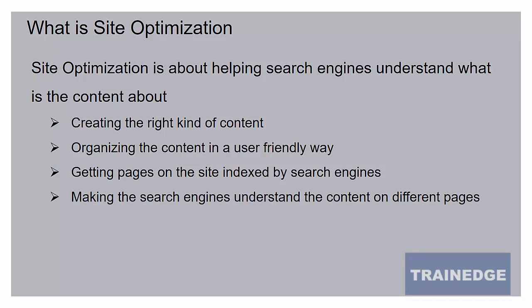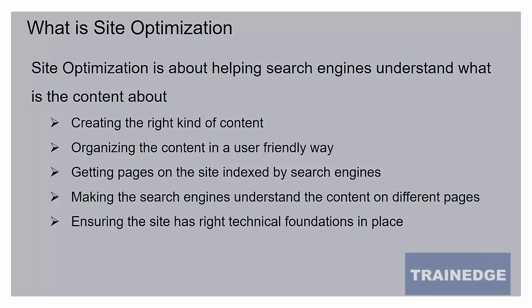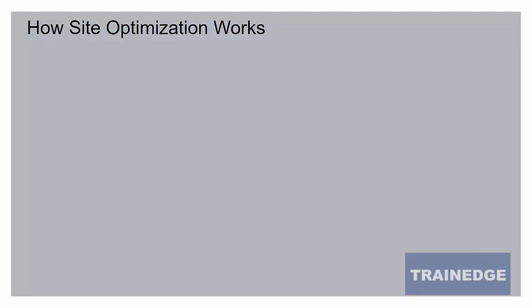Each page on your site may have different content. So it is very important for the site owner to make sure that the content on each page is optimized to tell search engines what that particular page is about, which keywords that particular page should rank for. It is also important that we have the right kind of technical foundations in place for the website. Let us see how site optimization works.